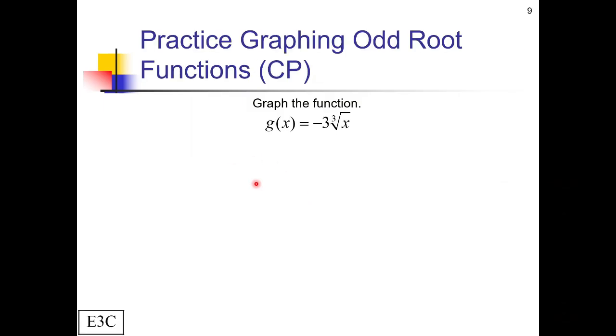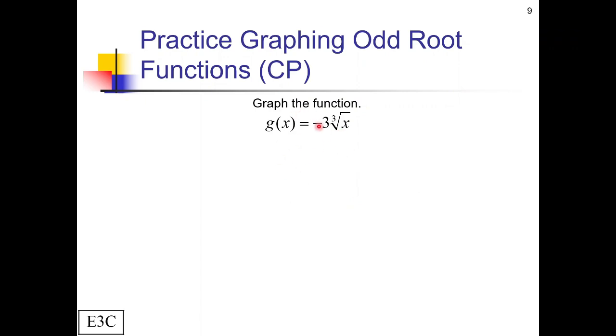For this next problem, if you're taking the CP version of the course, we're going to get a little bit of extra practice here. If you're doing the honors version, you can continue on to the next example. So CP version, pause the video and try this one out.